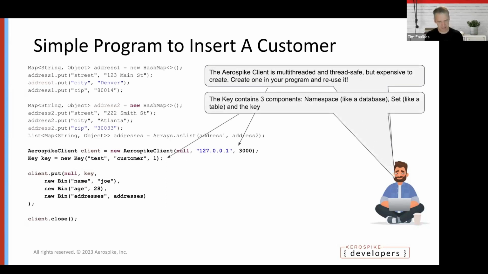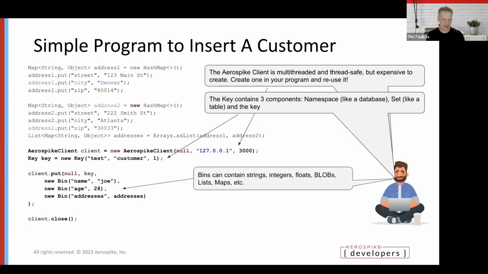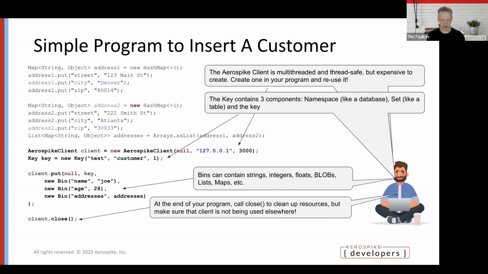I then go and create a key. A key always contains 3 parts. It contains the namespace, the set, and the primary key. If you think about relational concepts, you want schema.table, that's namespace.set, and then the primary key. So it's very similar to what you're used to in relational concepts. I can then go and put my information. Now, this information can contain a whole variety of different types. So each bin has a name, and then it has whatever information you want to store. So you can see Joe is a string, 28 is his age and that's obviously an integer. And then I'm storing my addresses. And then at the end of the program, I'm going to close my connection, just clean up.